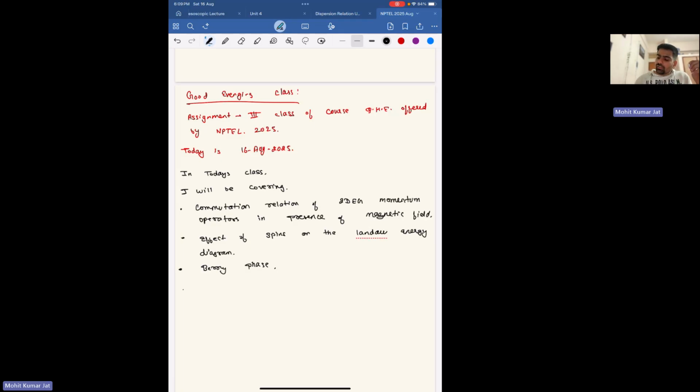Then there will be Berry phase and the connections between Berry phase and Berry curvature, and maybe lastly, if time permits, the effect of electric field on the Landau spectrum. So with all these, I'll start with the first problem and then we'll keep on going to solve the subsequent ones.